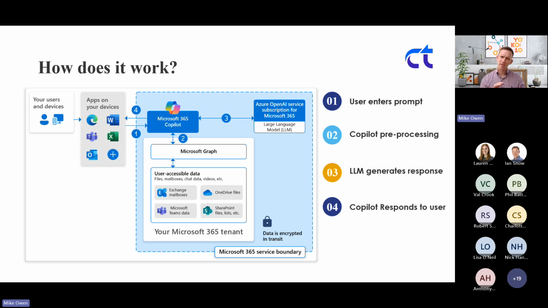So if we step through an example to put a little more meat on the bone, if you will. When I ask Copilot a question, I'm putting a prompt, a question, into either a website or an application. So I've got some applications on the left-hand side, like my Edge browser or Teams or Outlook or Word. And once I've entered that, Copilot is then going to do a little bit of pre-processing.